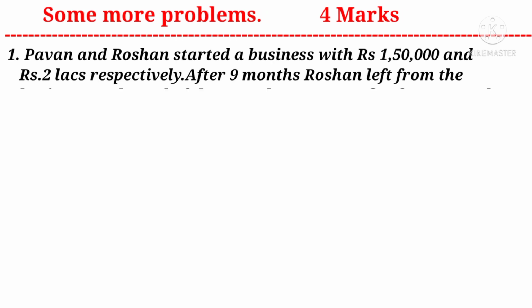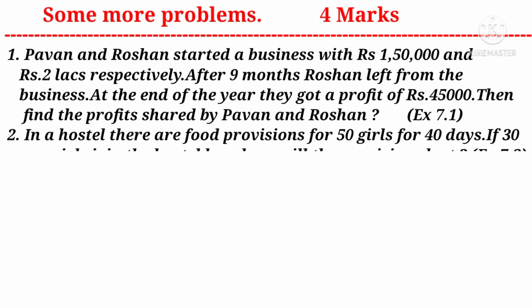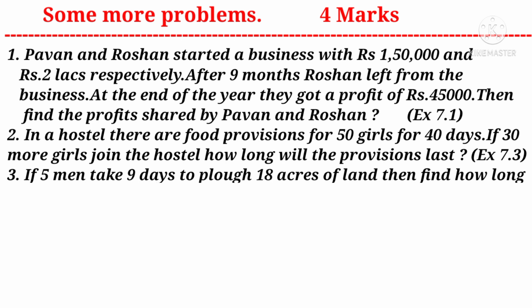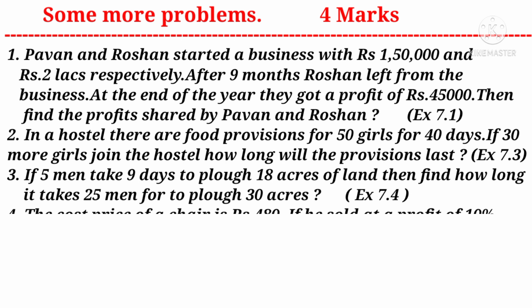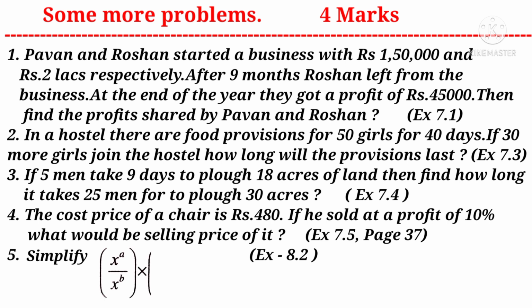First question, Pawan and Roshan started a business with 1,50,000 and 2 lakhs respectively. After 9 months, Roshan left the business. At the end of the year, they got a profit of 45,000 rupees. Then find the profits shared by Pawan and Roshan. It is a question from 7th chapter.